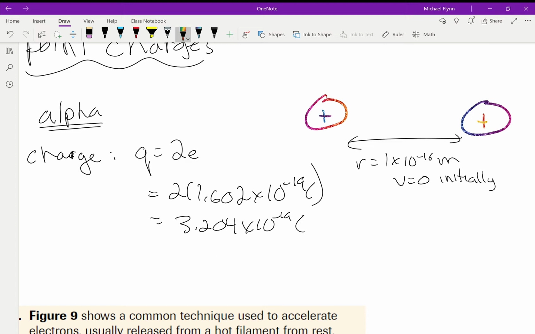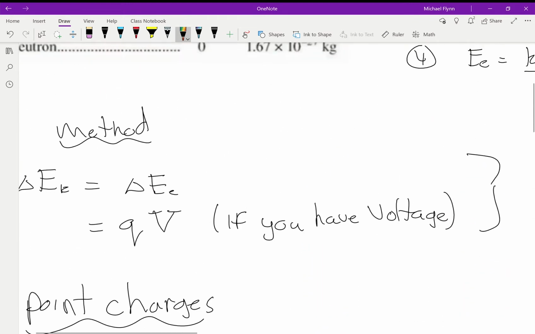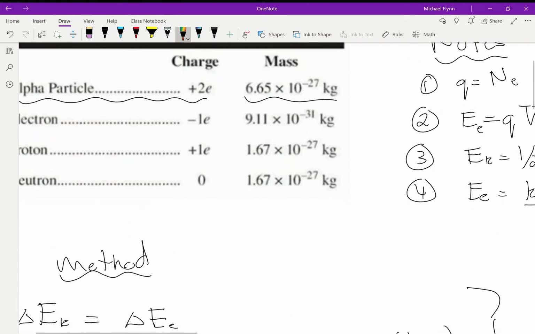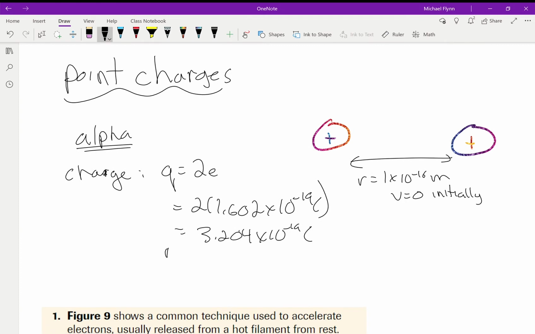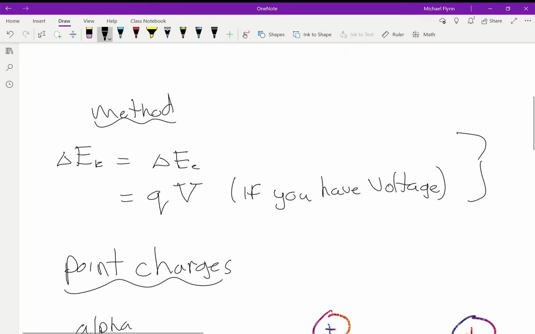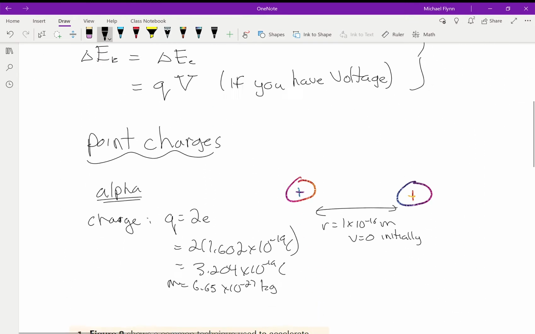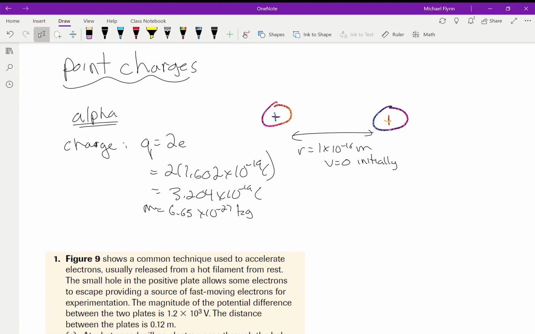And they're going to repel. Their mass is important too. Okay, so the mass is 6.65 times 10 to the negative 27, so I'm going to write it down. The mass equals 6.65 times 10 to the negative 27 kilograms. Did I get that right? Yeah. All right, so that is the charge and the mass on an alpha particle.